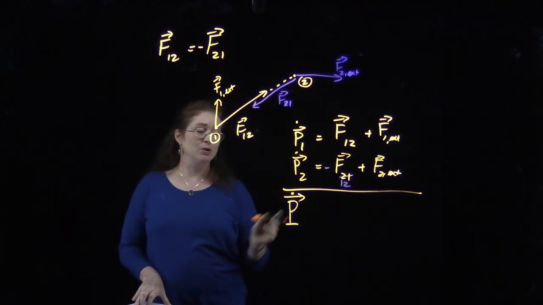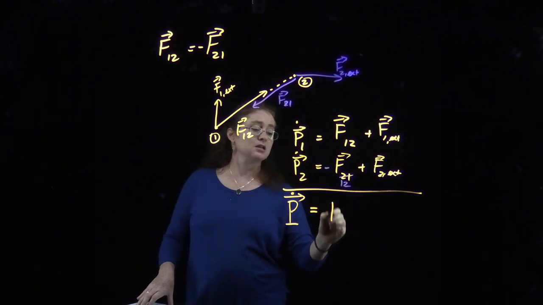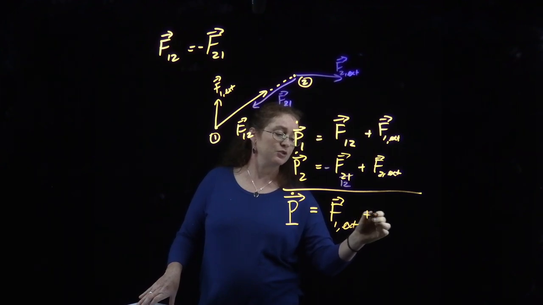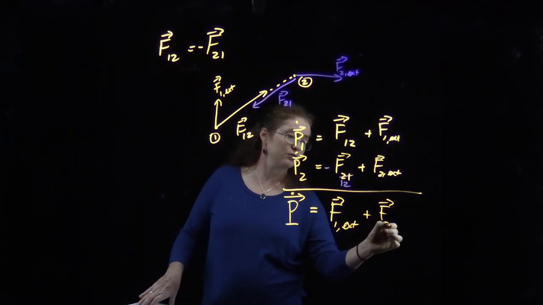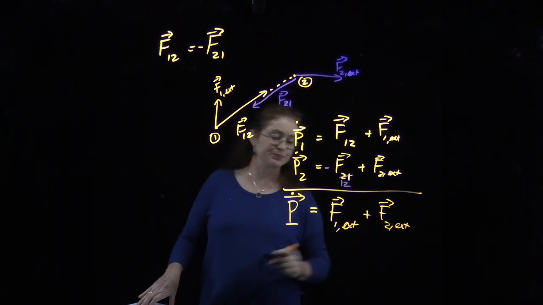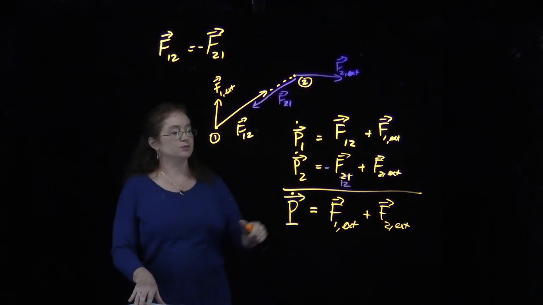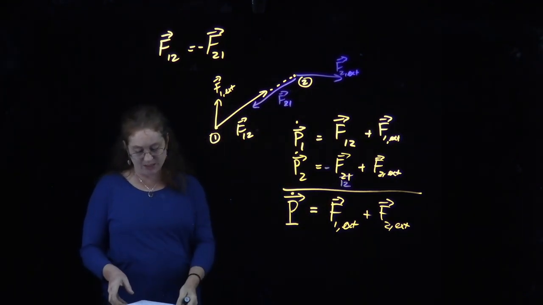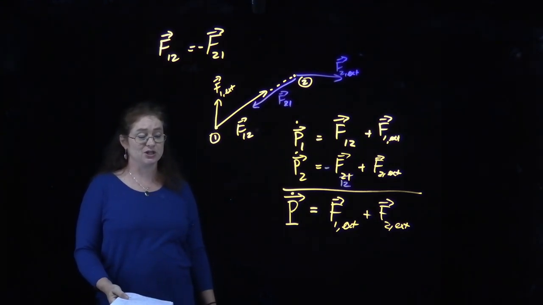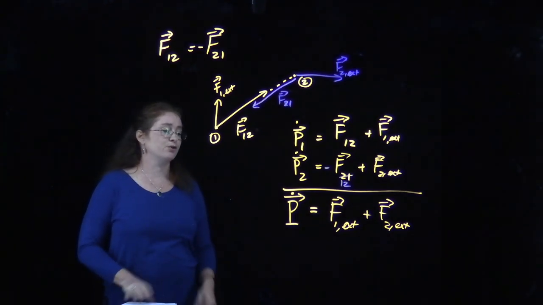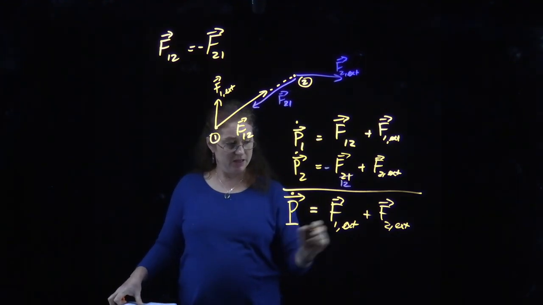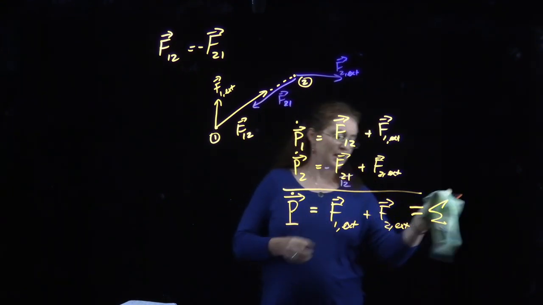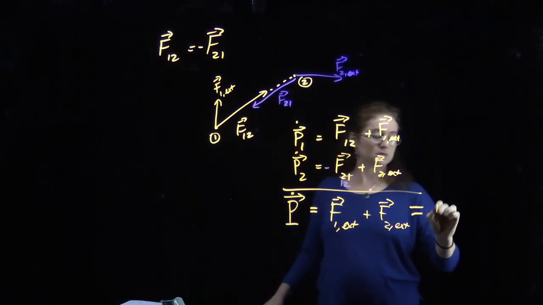These should have been P dots, so this is capital P dot. The change in the total momentum of the system is equal to the sum of external forces on object one and external forces on object two. So these two have canceled out. So the change in momentum is equal to the sum of external forces. So I can write this as capital P dot is, we're actually going to write capital F external.